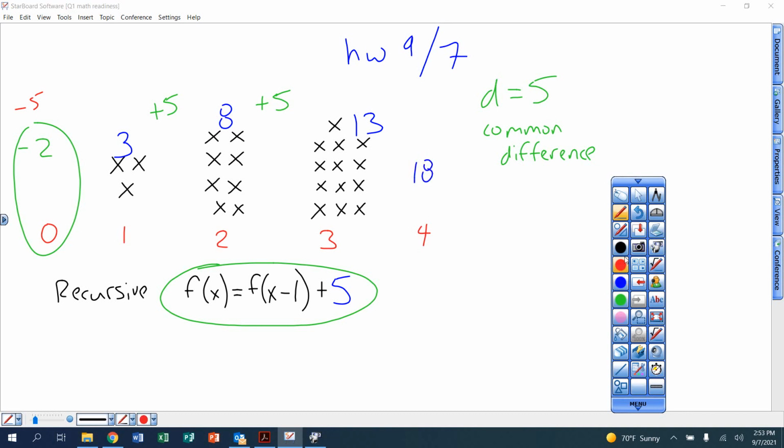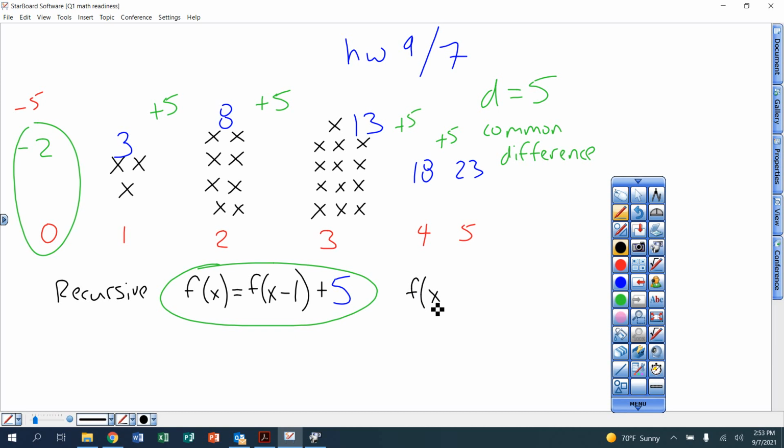To find that fifth term, keep going. 18 plus 5, 23. That's using the recursive pattern, using the one before it and knowing that you're adding 5. Use the number before it and know you're adding 5. That's the recursive pattern. To actually use that, here's how it looks.